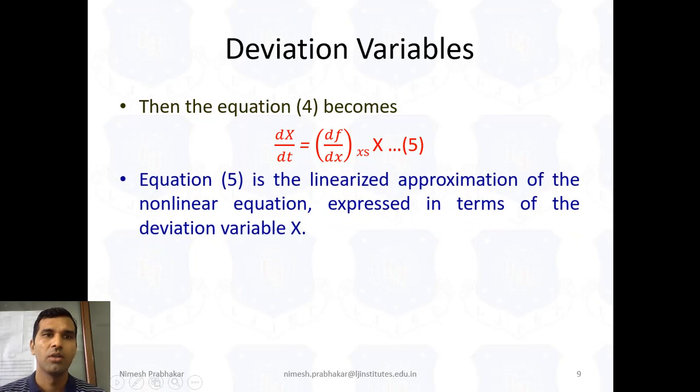So equation number 5 is the linearized approximation of the non-linear equation expressed in terms of the deviation variable X. This is nothing but the linearization of the non-linear equation with a deviation variable. So this equation represents the deviation terms in the linearized approximation of the non-linear system.